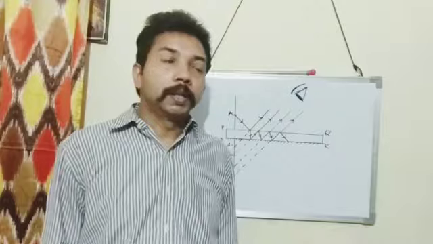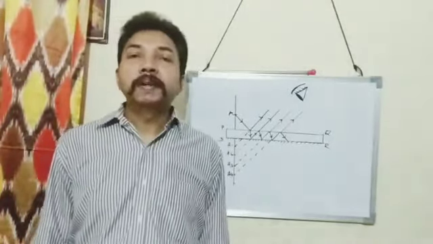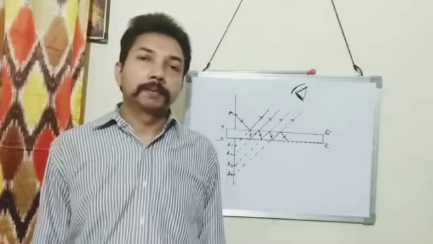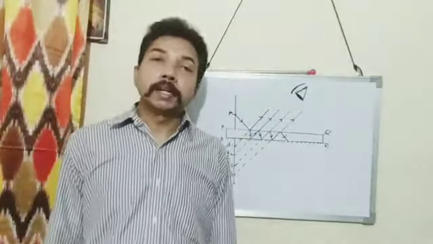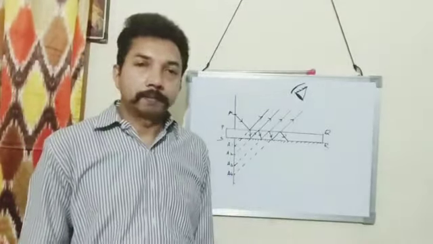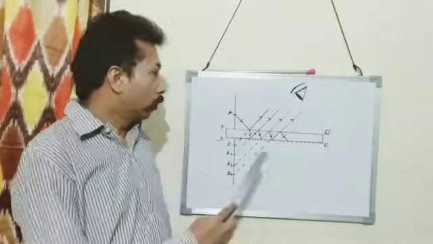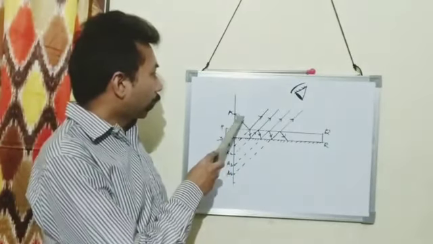Now the next one is multiple image formation in a thick plane mirror. In the diagram, PQRS is a thick plane mirror. The surface RS is silvered. And A is an object which is kept in front of the thick plane mirror. Now look here carefully.